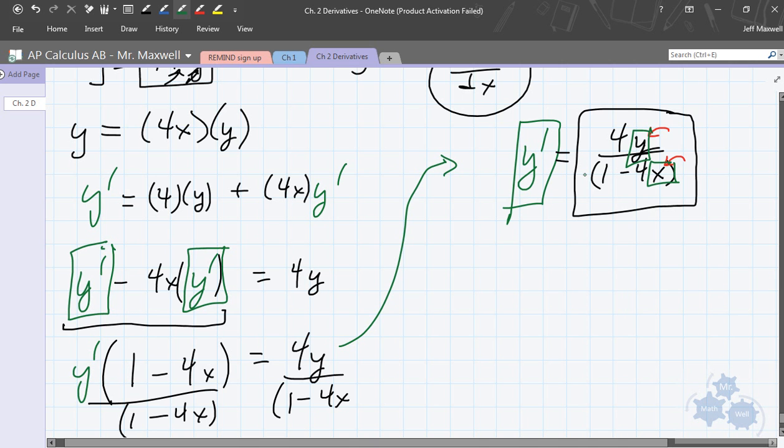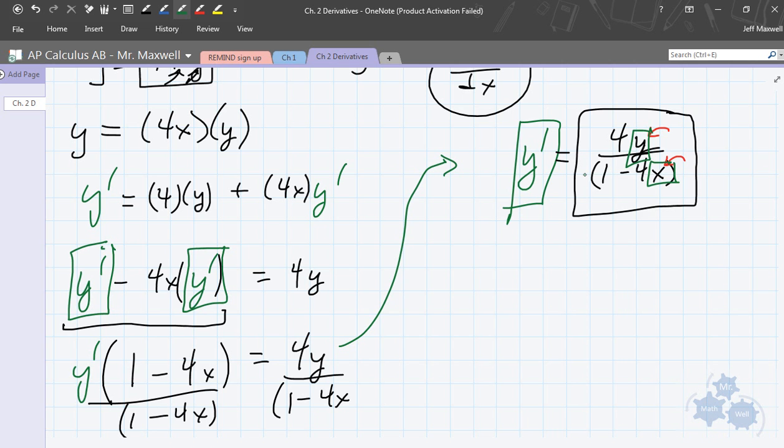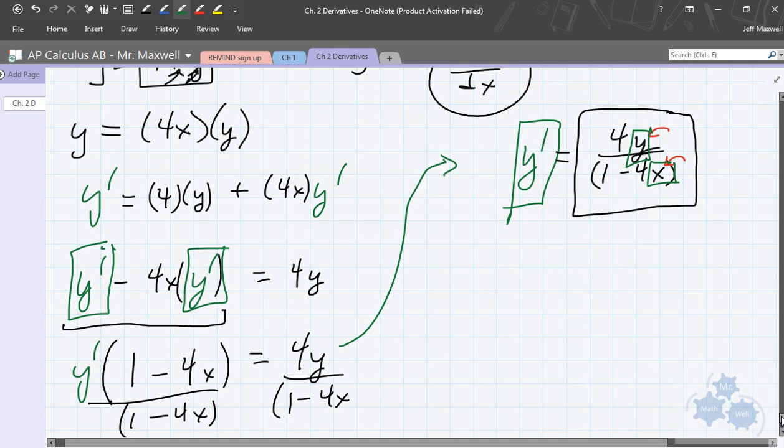But now you have differentiated using the rules that we've learned, but you've differentiated implicitly. And so the non-preferred variable is all mixed up in there, and you can still differentiate. You just got to be careful.